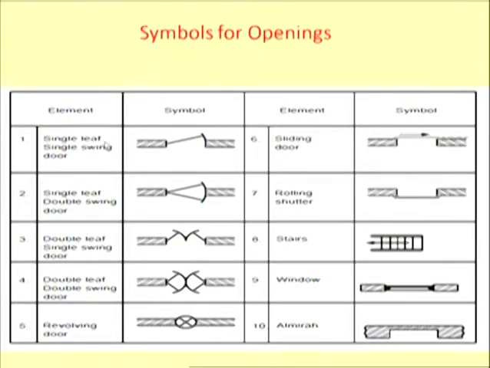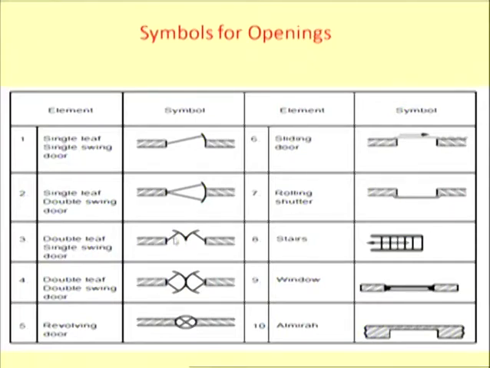Single shutter door is there, having this single swing. That means one is opening only in one direction, and this is the single shutter door which is opening in two directions, inside as well as outside also. So double leaf, double shutter with single swing.